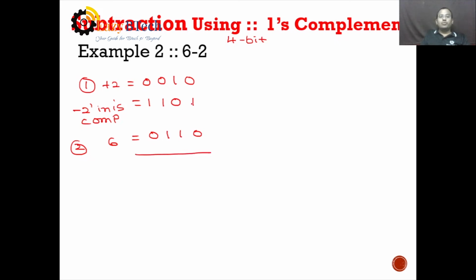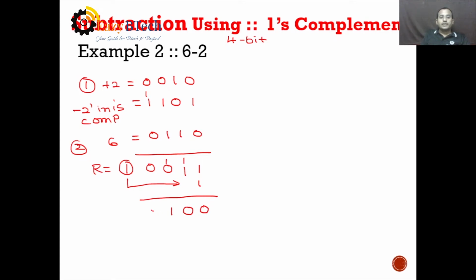Now add both the numbers. 1 plus 0, it is 1. 1, 0 plus 1, it is 1. Now 1 plus 1, it is sum 0, carry 1. Now again 1 plus 1, sum 0, carry 1. So here in the result we got a carry. We considered 4-bit, and we got a carry. So what do we have to do? We have to add the carry again to the result. If we add the carry to the result, 1 plus 1, sum 0, carry 1. Again 1 plus 1, sum 0, carry 1.